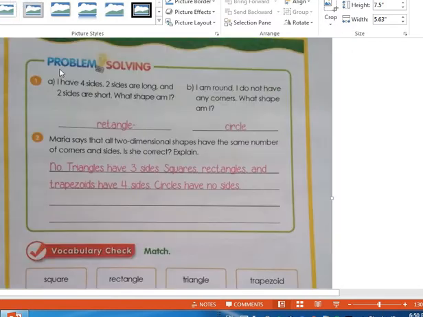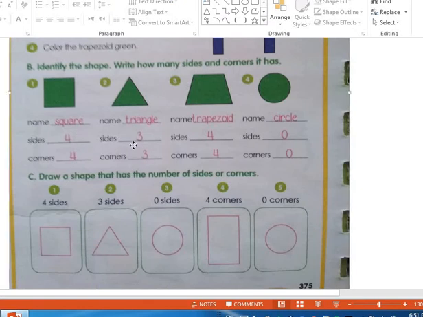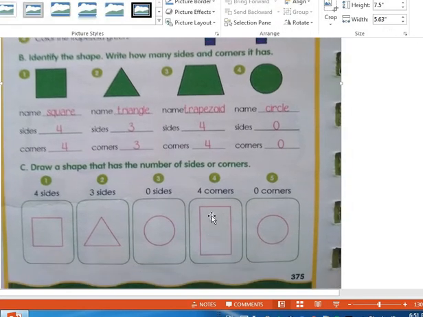Okay, here moving to the problem solving. I have 4 sides. 2 sides are long and 2 sides are short. Guess who am I? What shape am I? 2 sides long, 2 sides short. Yes, I'm the rectangle. I can show it to you again. This is the rectangle. Where's the rectangle? Yes, this is the rectangle. 2 sides are short and 2 sides are long.